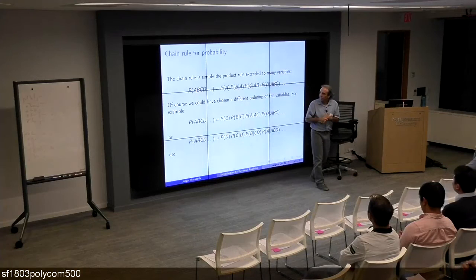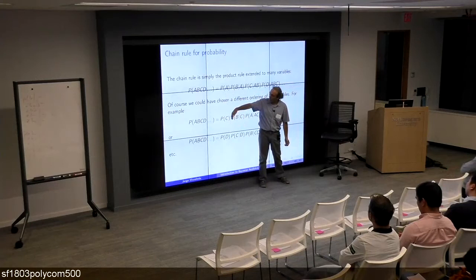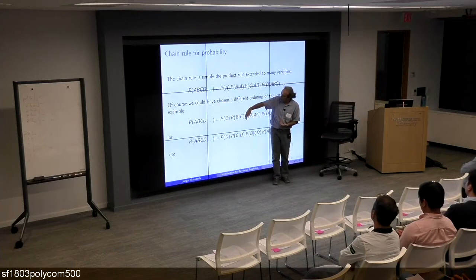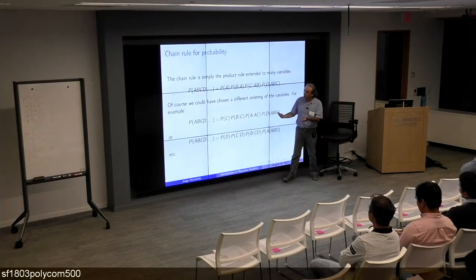By the way, I picked this order of my events, but I could have put my events in a different order, and I could have expanded the same variable differently. Well, C has already happened. What's the chance that B will happen on top of that? Well, that's P of B given C. What's the chance A will happen on top of that? Well, that's times P of A given B and C. What's the chance that D will happen on top of the fact that those three have already happened? So you can see that I could decompose this joint distribution, which is a formula, into this product.